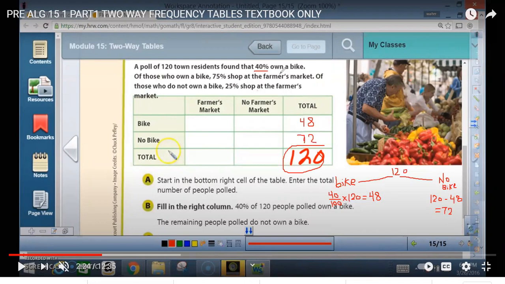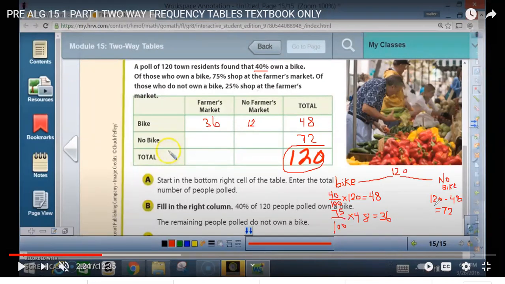After that, he said, for those who own a bike, 75% shop at the farmers market. So 75 over 100 times 48 will be 36. Then they own a bike and they shop at the market. So this one is now 36, which means we can now say how many have a bike and don't shop at the market: 48 minus 36 will be equal to 12.